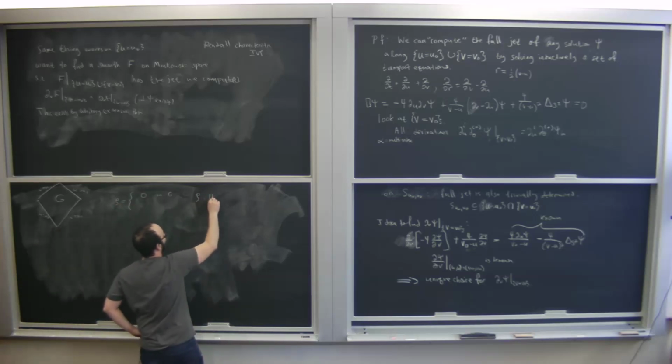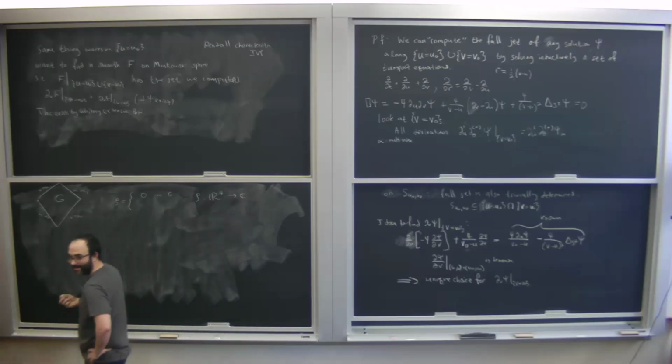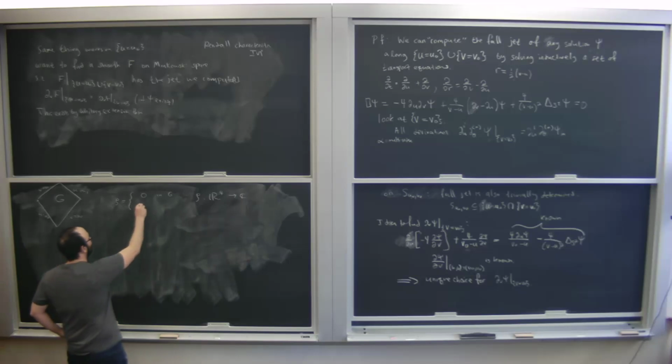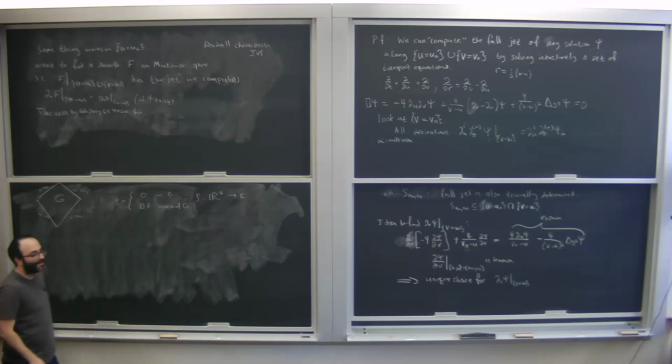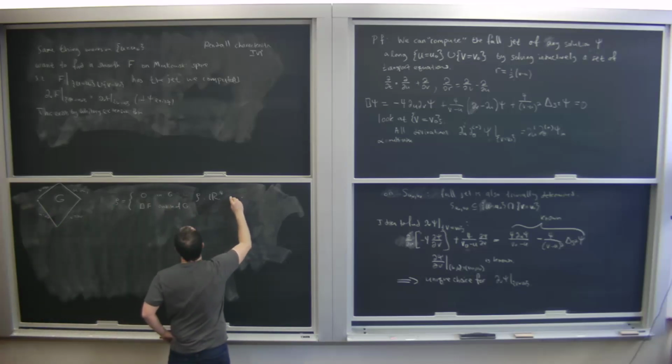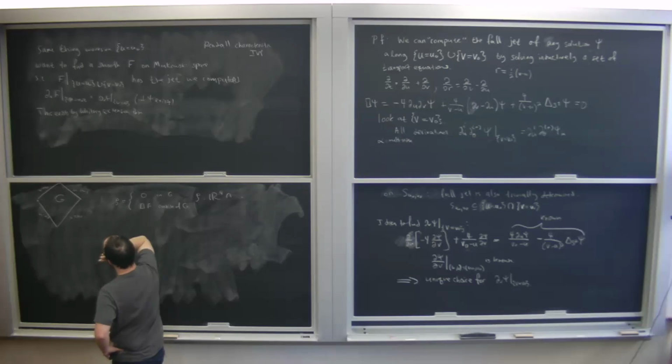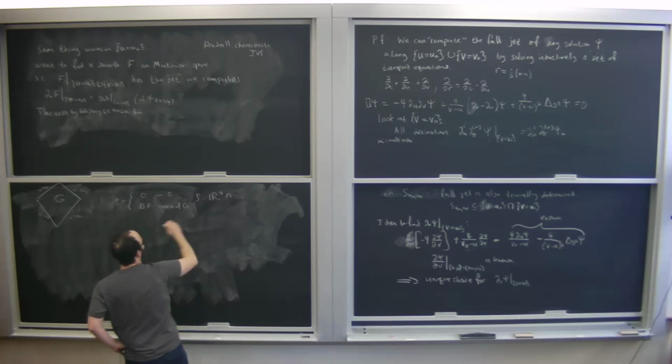This rho is going to be defined again on all of Minkowski space. I'm going to define it to be 0 in G, and then I want to define it to be box of that function f I got outside of G.